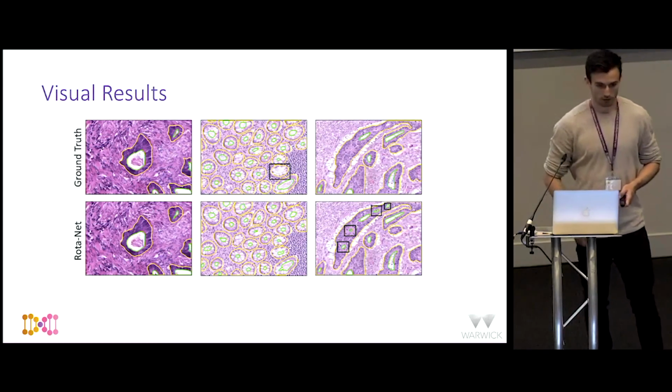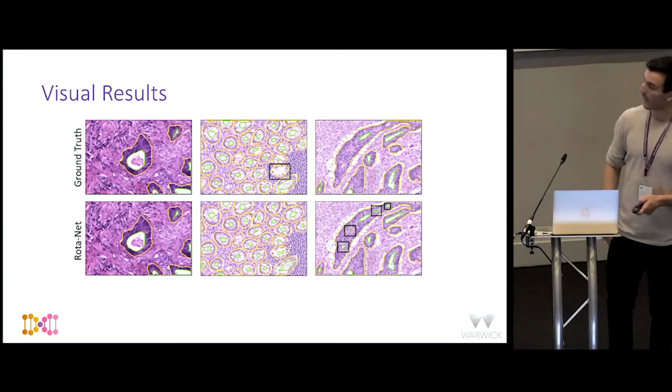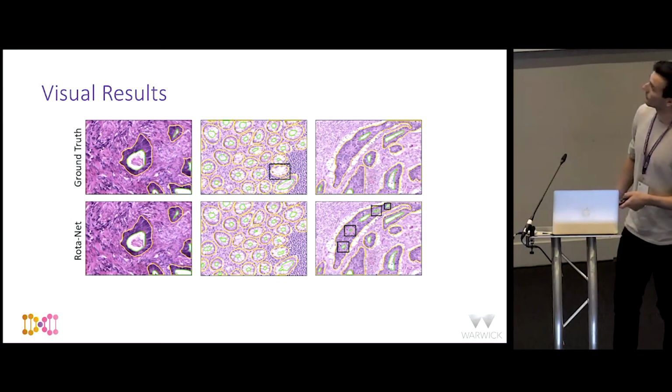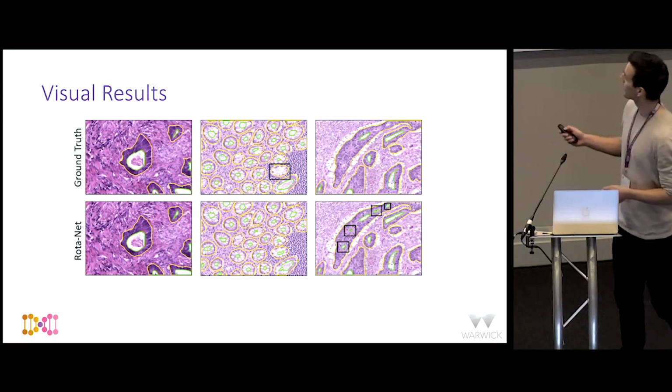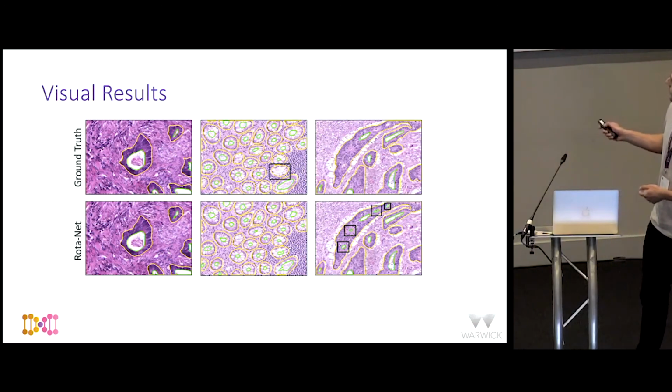So some visual results. We have the comparison of the ground truth and the proposed method, where the yellow boundaries show the gland boundaries and the green boundaries show the lumen. So as we can see, we get some nice results, and our method picks up some of the lumen which have not been annotated in the ground truth.